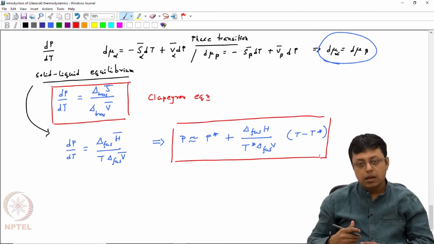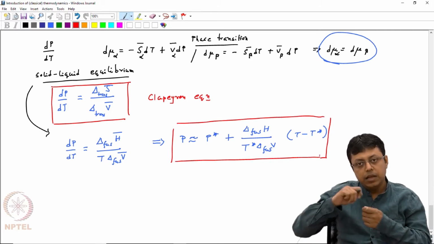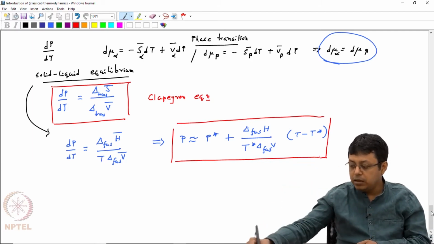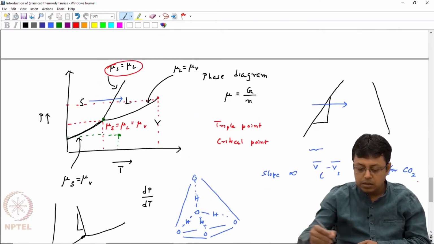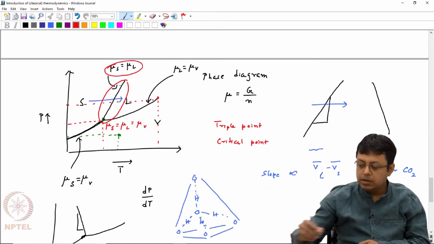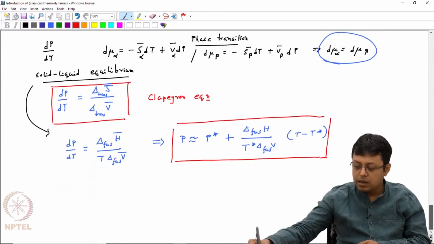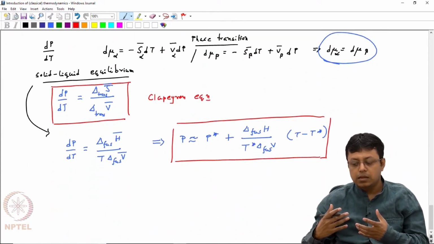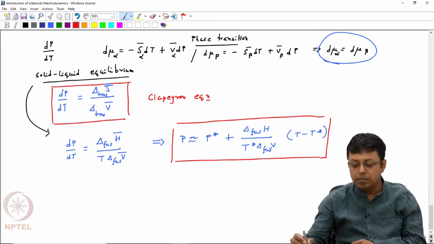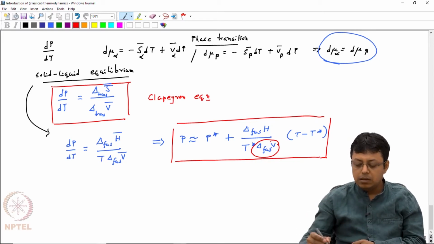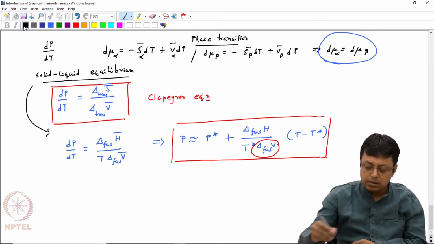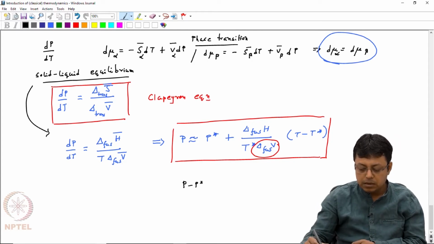If I know that, that basically tells me the equation of a line. Which line? The solid liquid phase boundary. So the equation of this line is something like this, and as we can see, it's a linear equation. It depends, of course, on the change in the molar volume, so this quantity. And as we can see, P minus P star is basically proportional to T minus T star, but it depends on the proportionality constant.